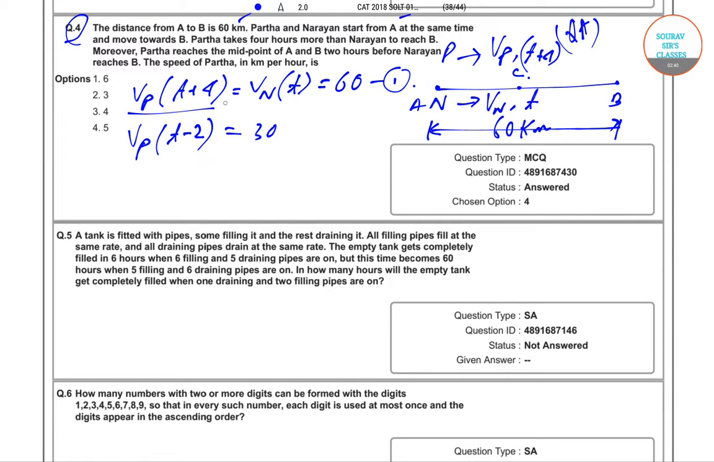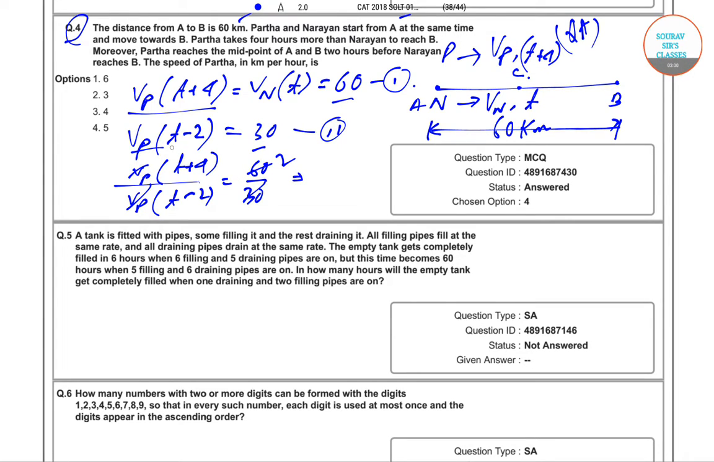So we have Vp into (t plus 4) is equal to 60, and Vp into (t minus 2) equal to 30. Dividing one by the other, we have Vp into (t plus 4) divided by Vp into (t minus 2) equal to 60 by 30, and Vp cancels out. Ultimately, if we solve this, we have t plus 4 is equal to 2t minus 4. So t is equal to 8.